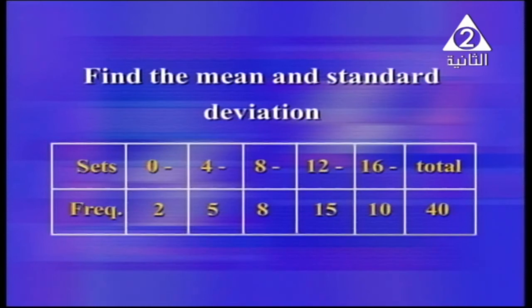First of all, to find the mean and the standard deviation of such a table, this table shows the sets from 0 up to 4, from 4 up to 8. So we have to plot a table consisting of 7 columns. Then what about the first column? It is the sets, which are 0 dash, 4 dash, 8 dash, 12 dash, and 16 dash. You have to find x.